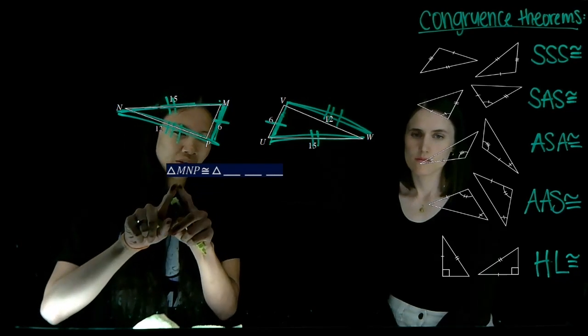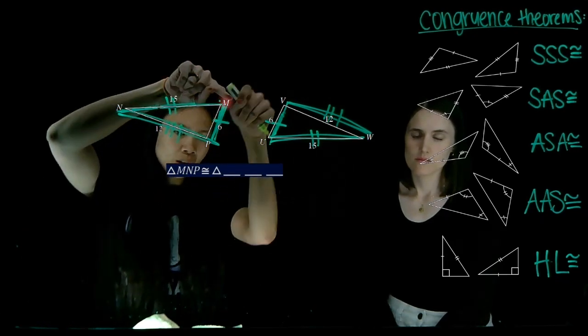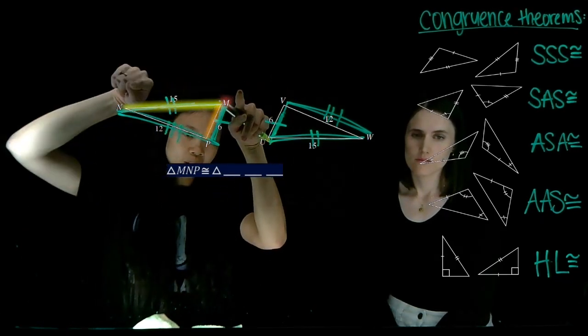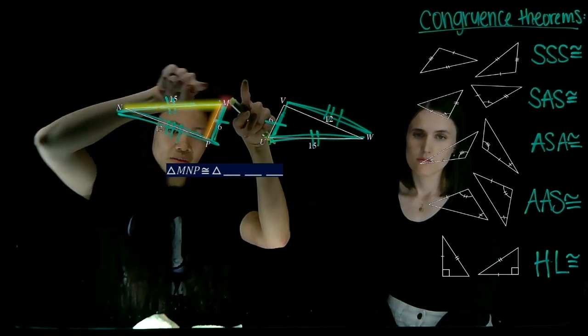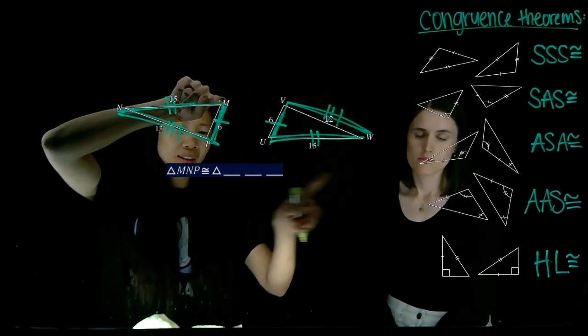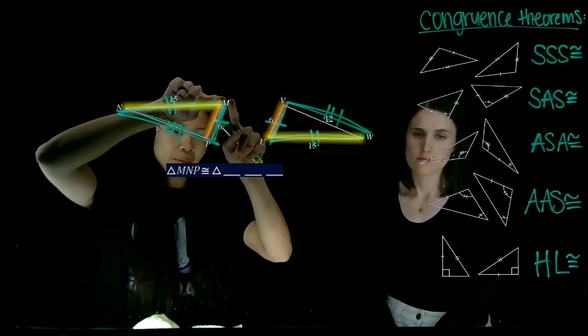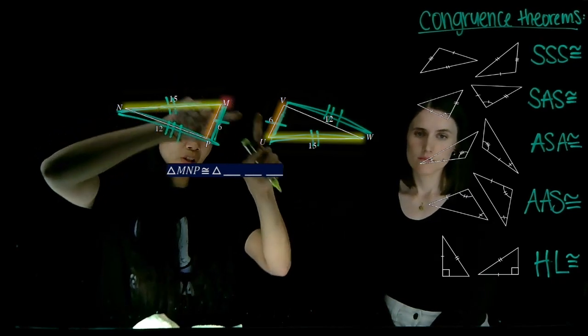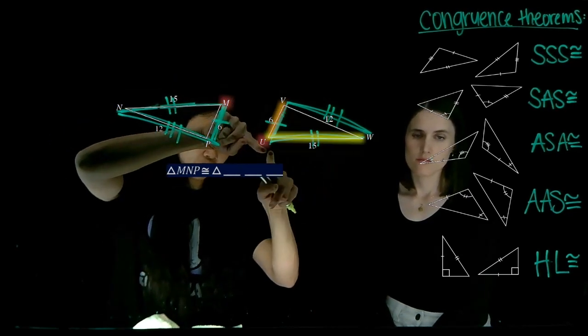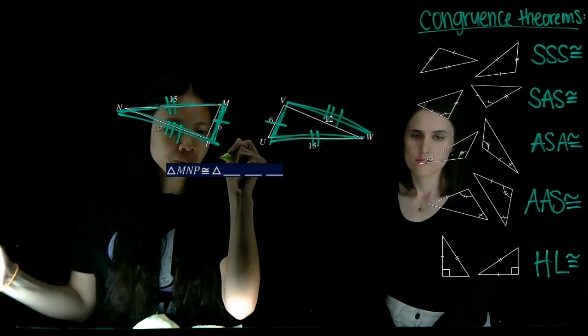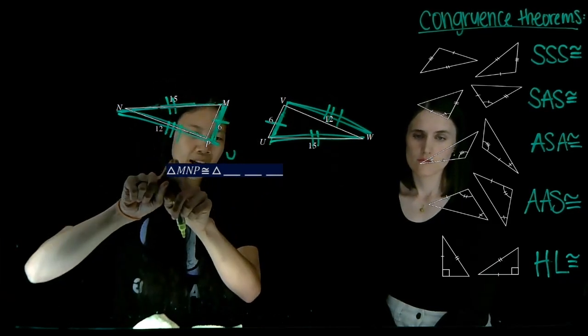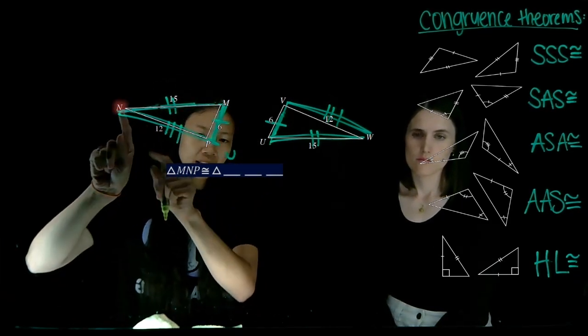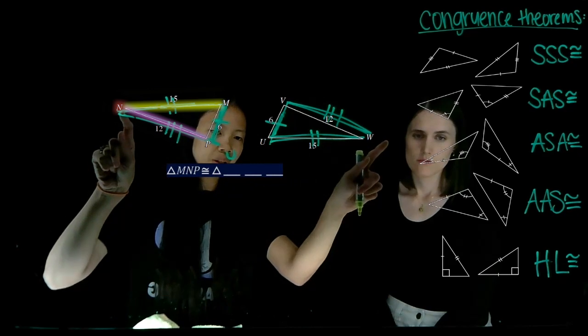M has the 1 tick mark side coming out of it and the 2 tick mark side coming out of it, or the 6 and the 15. So I need to find the point on this side that has the 6 and the 15 coming out of it. In this case, M corresponds with U. U has the 1 tick mark and the 2. So M and U match up, and I'd say this matches with triangle U. Then N is next. N here is 15 and 12, and that would be W.